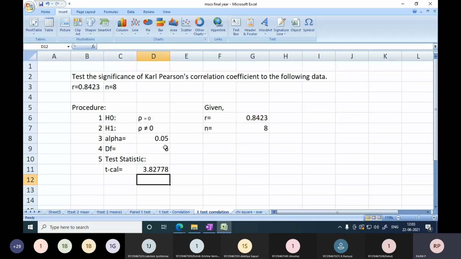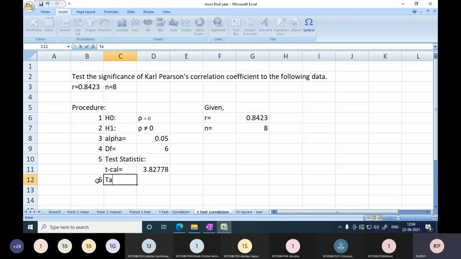Got it, everybody? Understood? Is it clear? Yes, ma'am. So what is the value? It is 3.82, the T-cal value, sorry. And after that, what do we have to do? What is the next step? Table value. Tell me what is the table value?